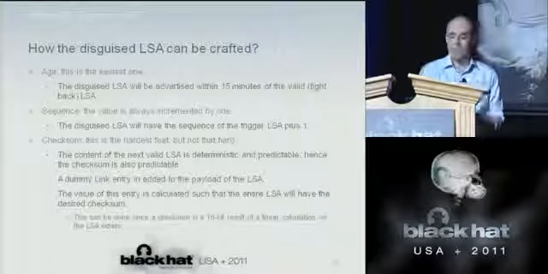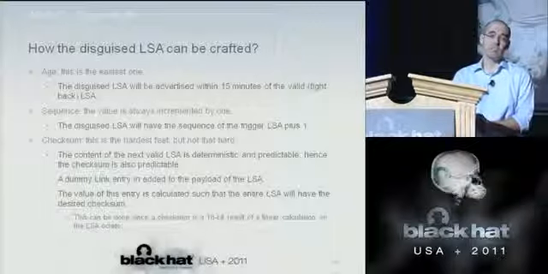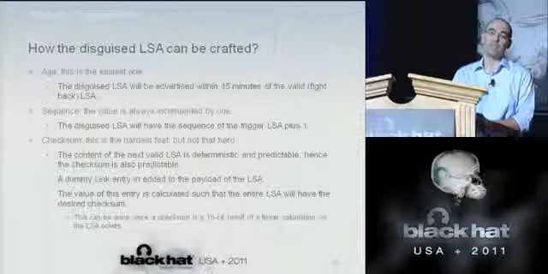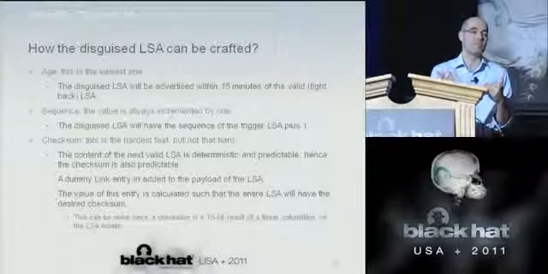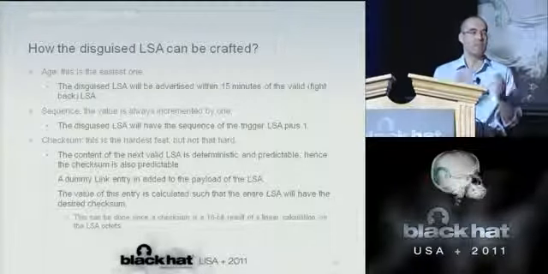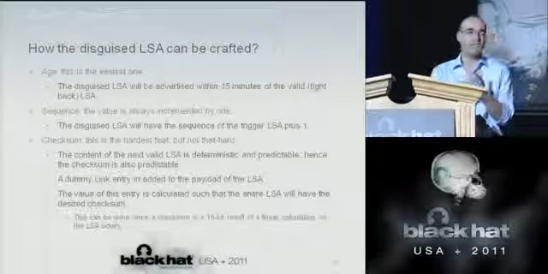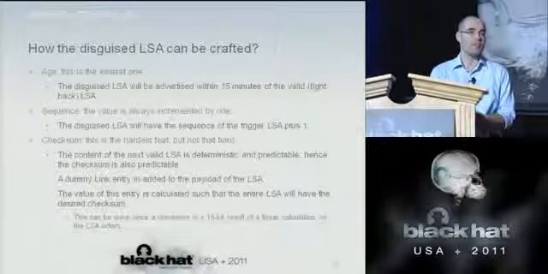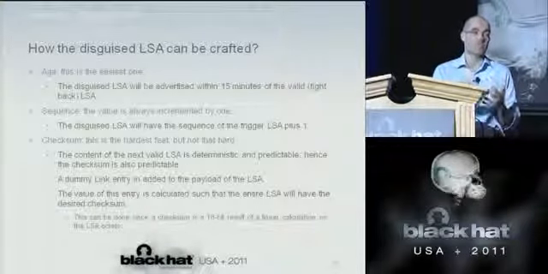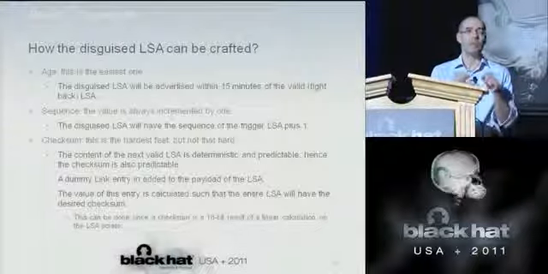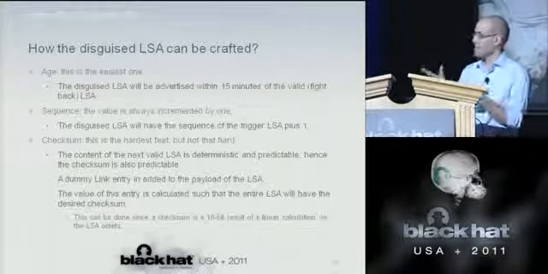But this is not that hard, because first you have to realize that the content of the fightback LSA is predictable and deterministic. Since all the links of the victim usually remain the same, they are not changed very rapidly, and the header of the LSA is also very predictable, this means that the checksum of the fightback LSA is also very predictable. So we know how to compute the target checksum value. This is the first stage.